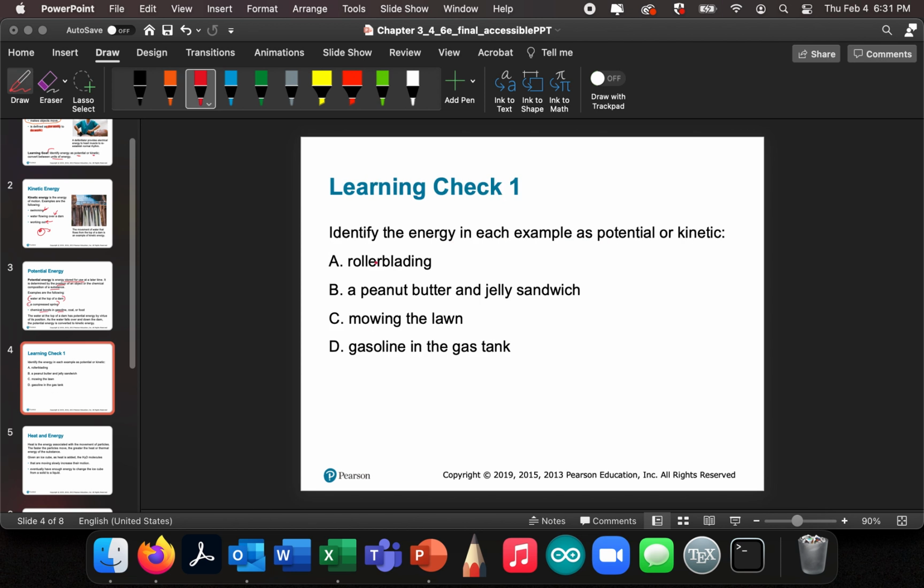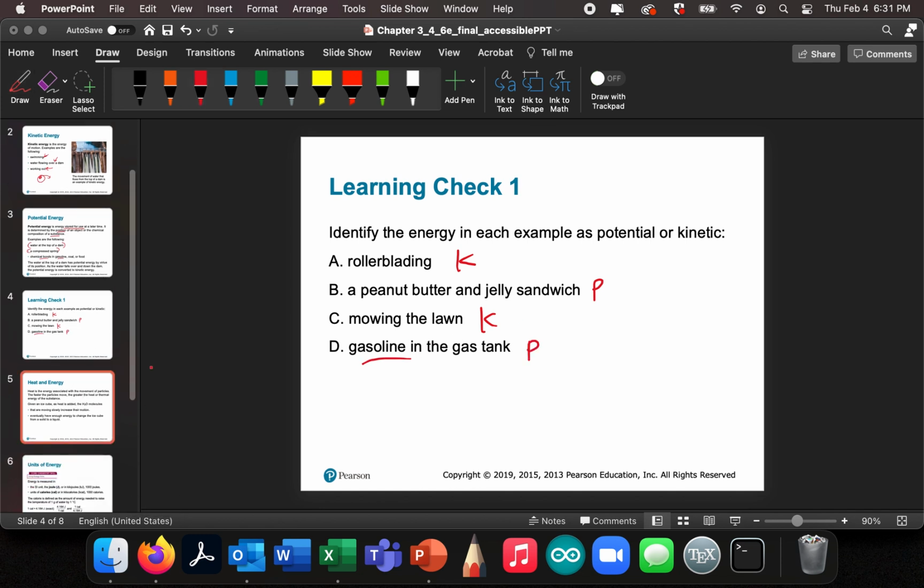So let's do a learning check real quickly. Pause the video and make a guess. Are these potential or kinetic? Okay, so I'm going to assume that you paused the video and came back. Rollerblading is definitely kinetic energy, right? Because you're moving down the road. A peanut butter and jelly sandwich is probably not doing anything, just sitting there. That is potential energy. Mowing the lawn is definitely kinetic energy because you're moving around. And then gasoline sitting in a gas tank has potential energy.